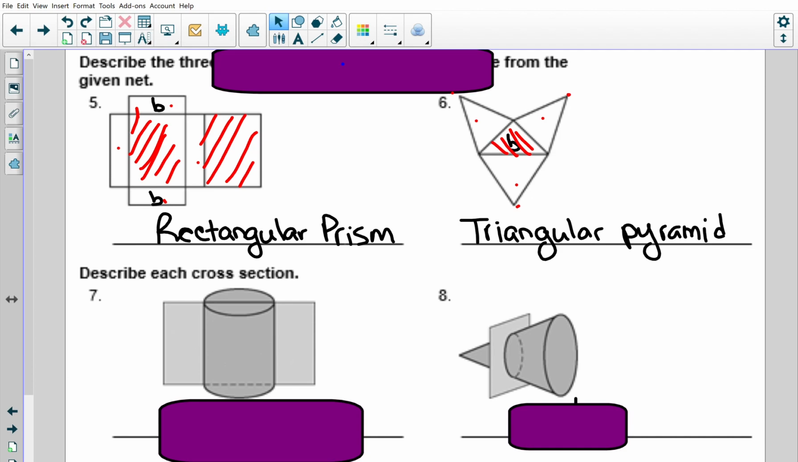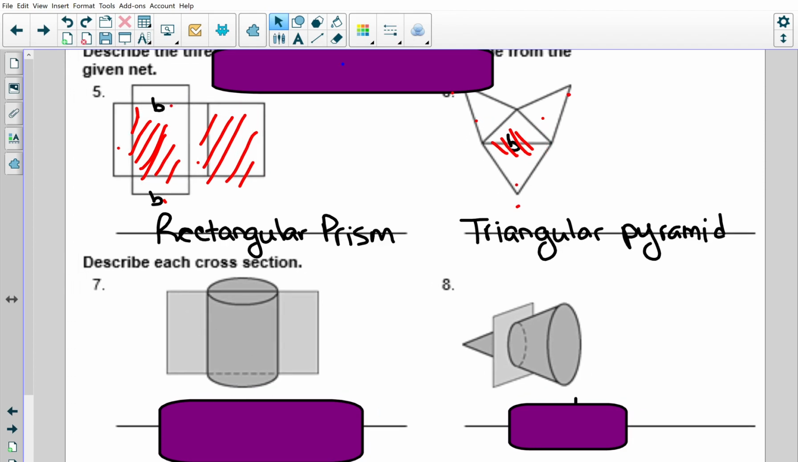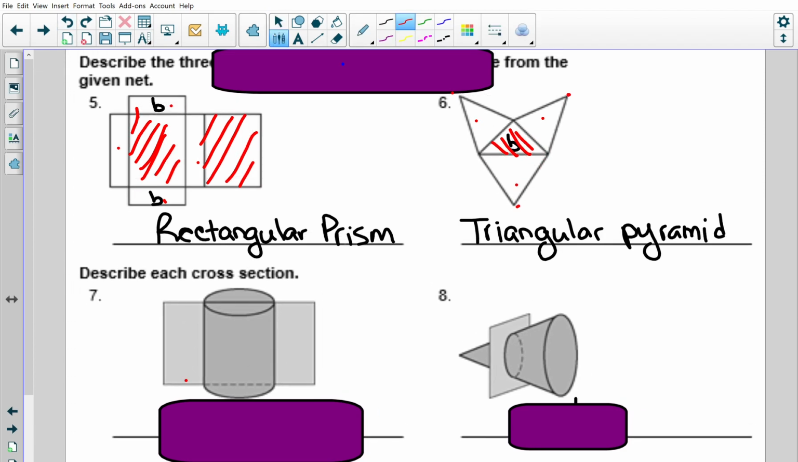Down here at 7 and 8, define each cross section. Again, you have a soda can, right? And you want to take the ace of hearts and slide it through the soda can. Well, what would it look like where the card and the can intersected? It would look like that, right?